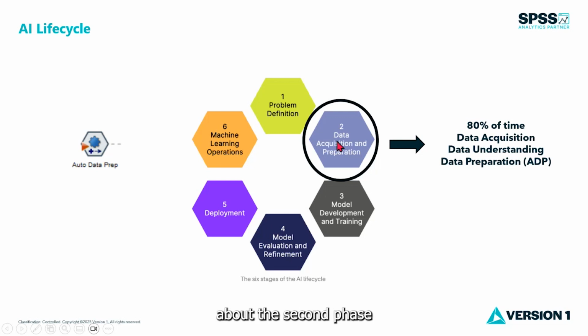Now, if we're talking about the second phase, here we have data acquisition. We also have data understanding and data preparation. And up to 80% of time on an AI or a machine learning project can be consumed by data acquisition and data preparation. And this is where the auto data prep node will help us a great deal.